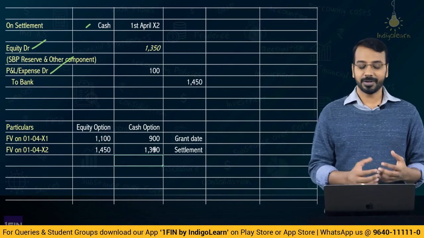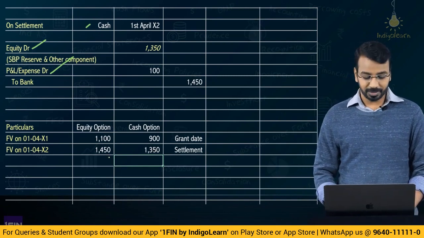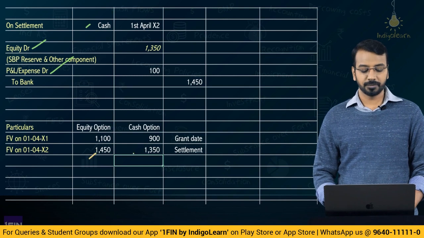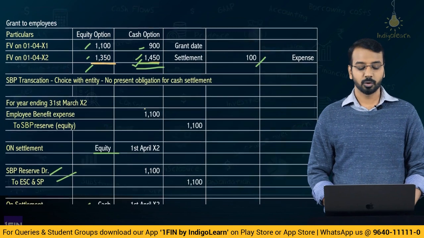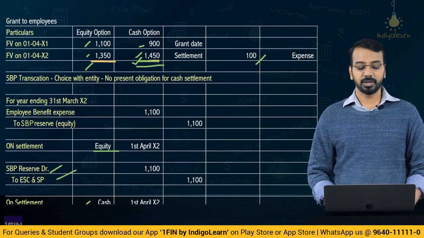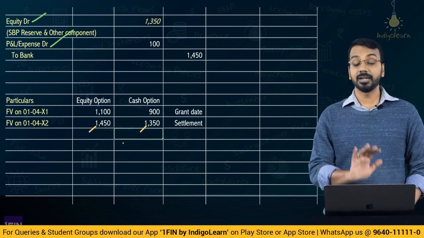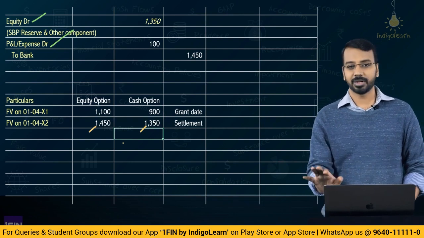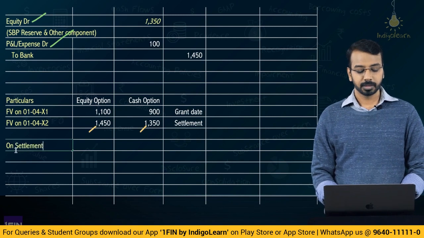Now let's consider a modified scenario where the fair values on the grant dates are same, but the fair values on the settlement date are different. Now 1450 is the equity option and 1350 is the cash option, right? So here 1350 was equity, 1450 was cash. Now in this case, what will be the difference? The first entry does not change. The first entry will be at 1100, no change in that. On settlement, let us say it is equity settled.